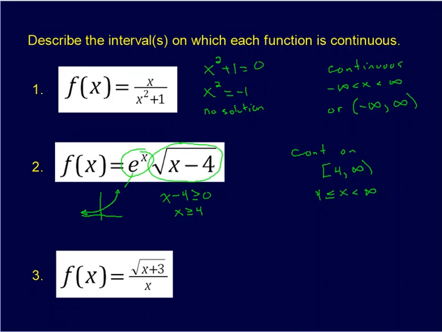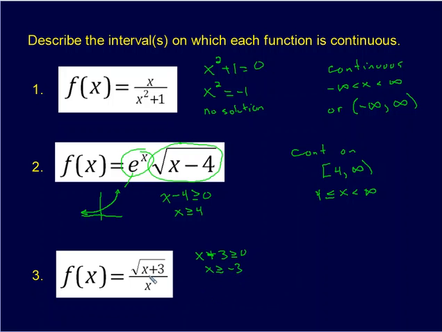I encourage you to pause the video at this point and try and come up with an interval or intervals for this third one before I talk about it. Okay, well, if I'm looking at number 3, there is a square root again, and we know the expression under it has to be greater than or equal to 0. So you might start by noting that x plus 3 has to be greater than or equal to 0, meaning that x has to be greater than or equal to -3.